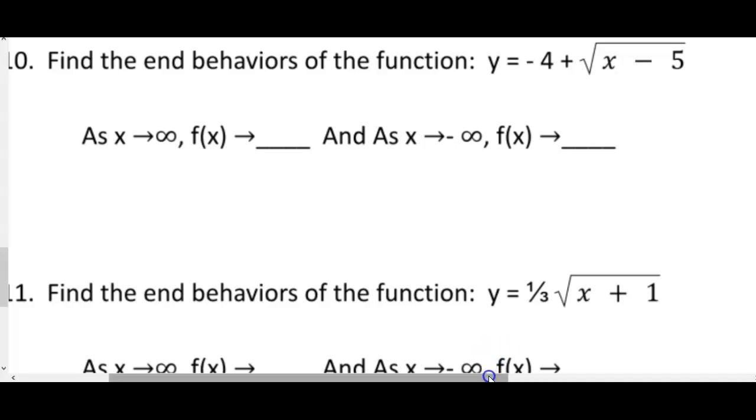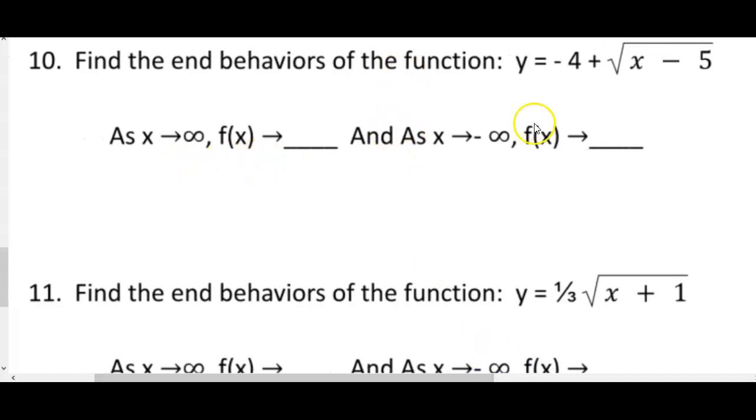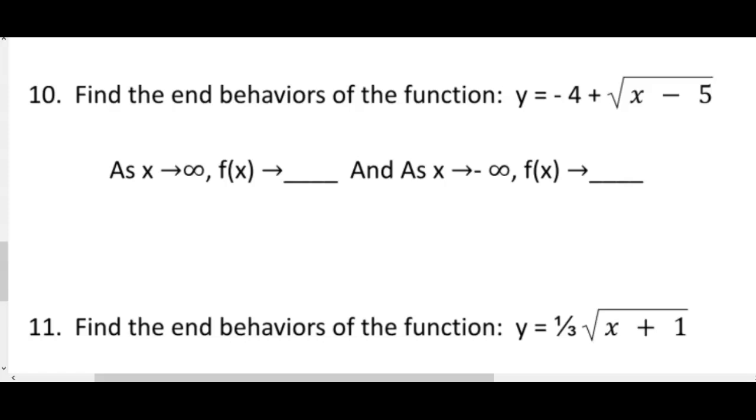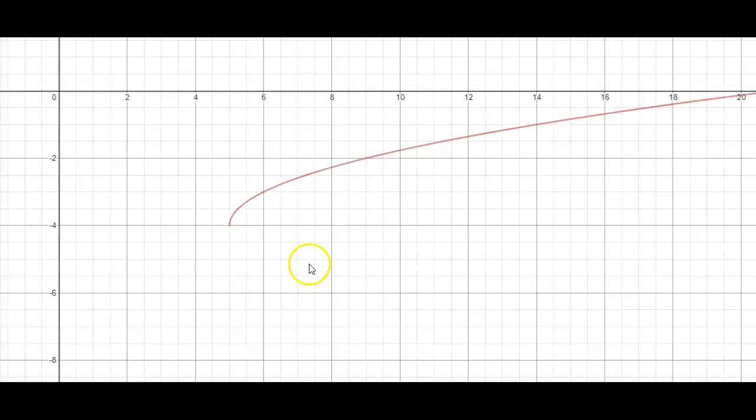Alright, let's look at 10. 10 says find the end behavior of this function right here. So we need to graph it. That's what I'm going to do. So here's the graph right here. There's our graph. So let's talk about the end behavior as x goes to the right. Where's the graph going? It's going up. So we're going to say it's going to positive infinity. And as x goes to the left, it's going down to right here, -4. Alright, so as it goes to the left, it goes to -4.